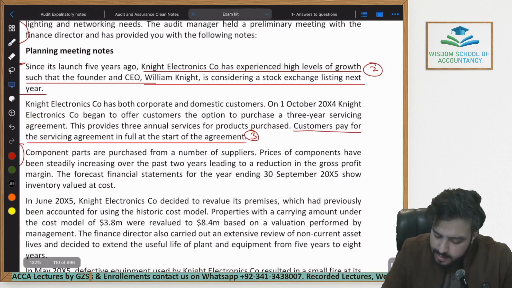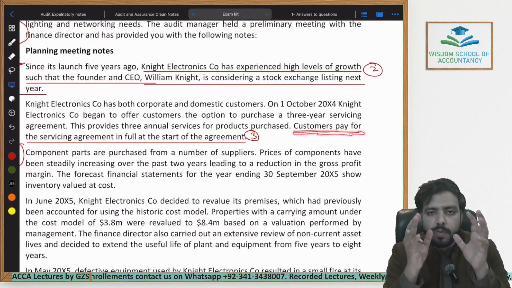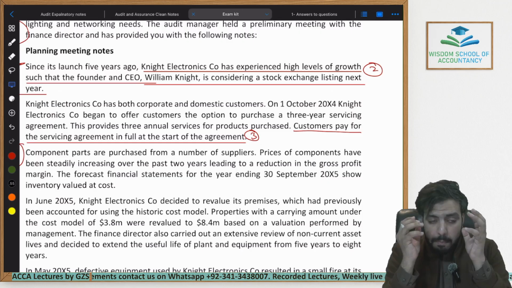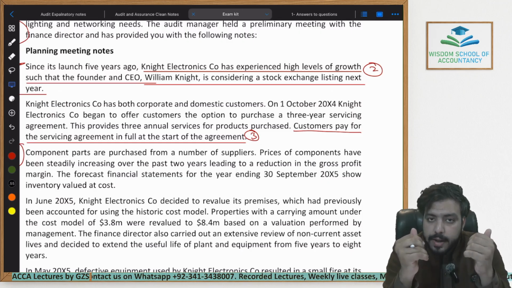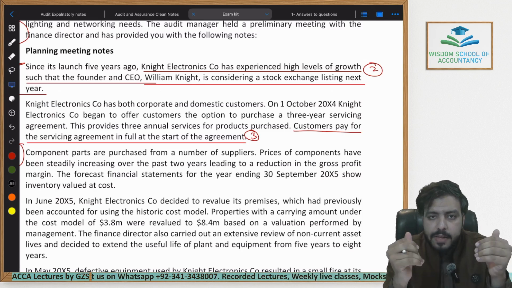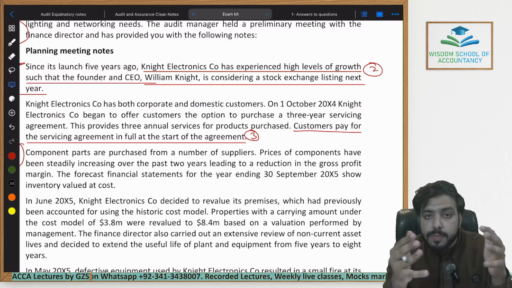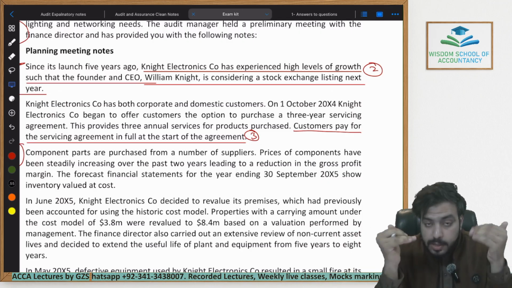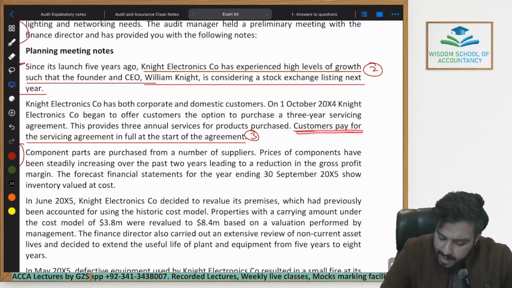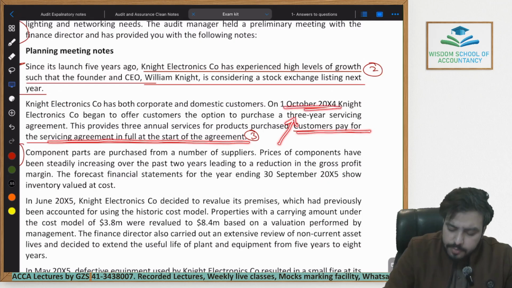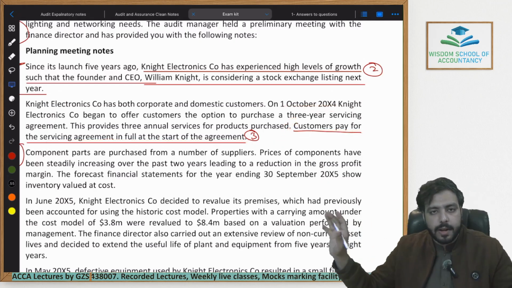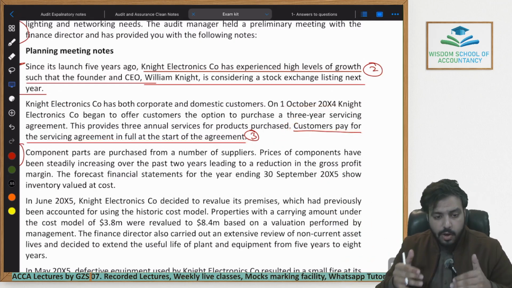The risk is that management... as an auditor, always remember, my job in the planning stage, in the audit risk question, is to make sure that I identify every single area within financial statements where management may have done something wrong. So the risk in this case is that management may have recorded all of the amount that was received at the start of this agreement as revenue.